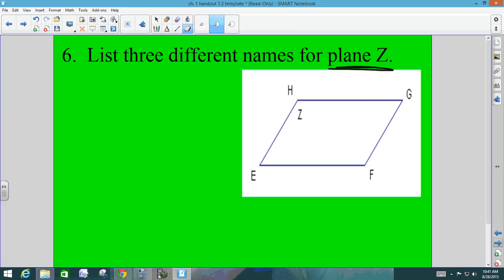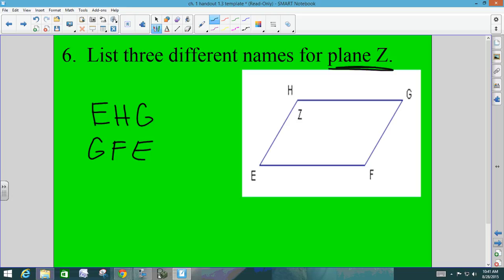Maddie, what do you think? That's one name. EHG, good. There's one name. Veronica. Different one. GFE, good. Riley, what's the third name? HG for the plane. How many points does it name? HGF. Oh, it is? I guess I didn't really hear you.